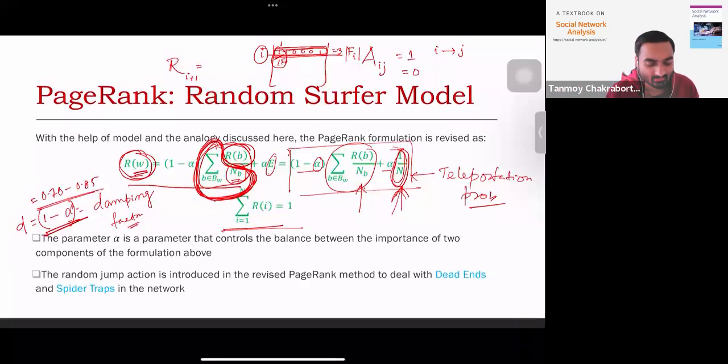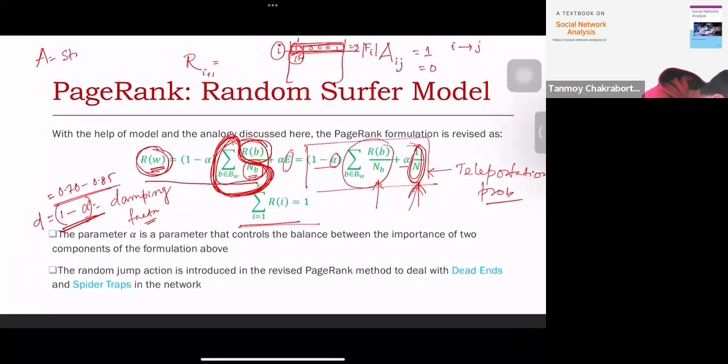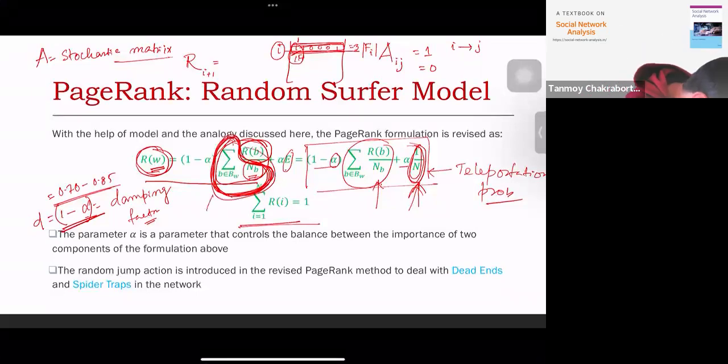This kind of matrix is called a stochastic matrix. It's row normalized. You can also make it column normalized depending upon how you want to write the adjacency matrix. So let's assume that A is a stochastic matrix, so this element can be captured using A.